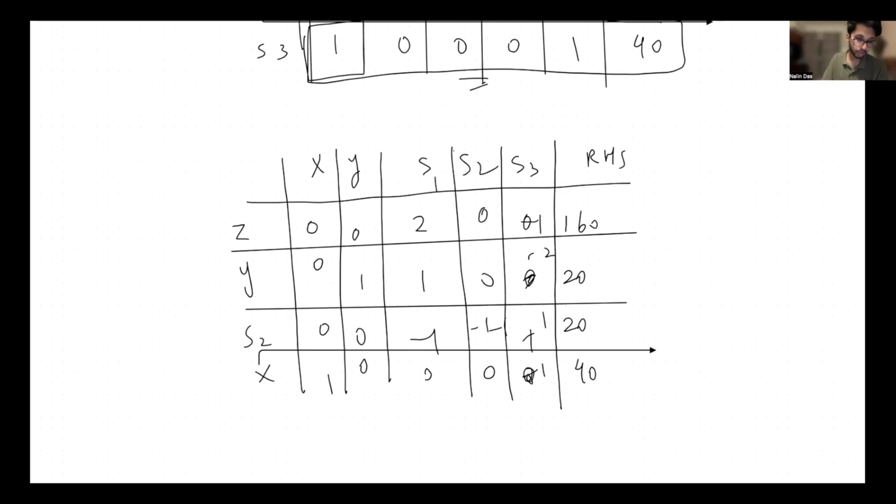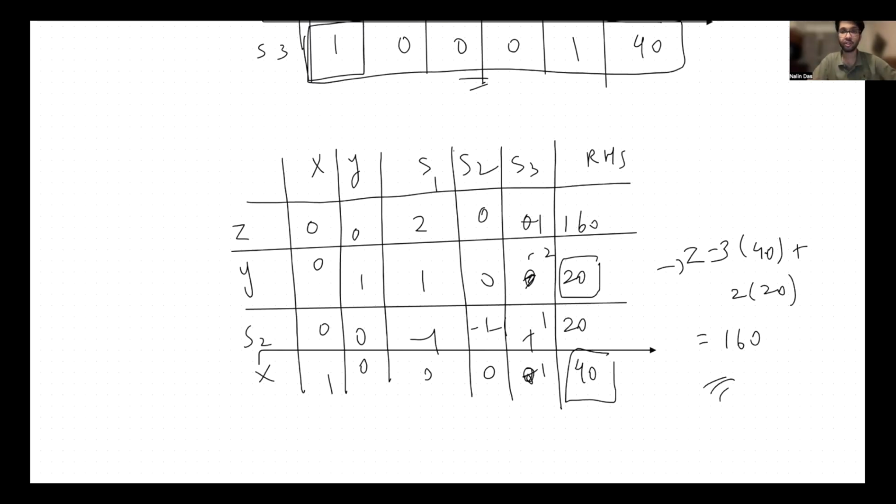Hence, our optimal solution is when x is equal to 40, y is equal to 20, and we basically plug our x and y values into the equation. Z is equal to 3 into 40 plus 2 into 20, and this value becomes 160. Hence, we get our optimal z value. So this is what we wanted to optimize for using simplex method.